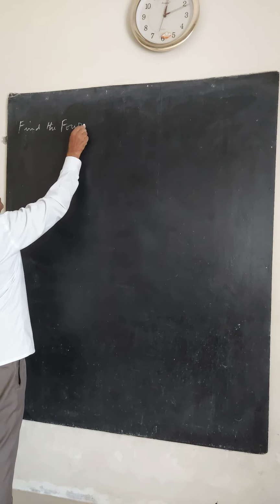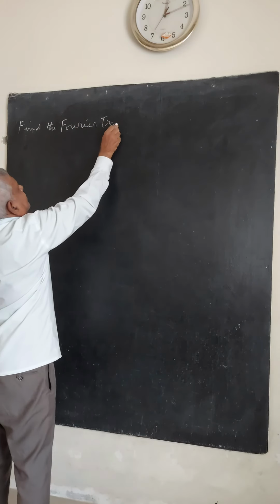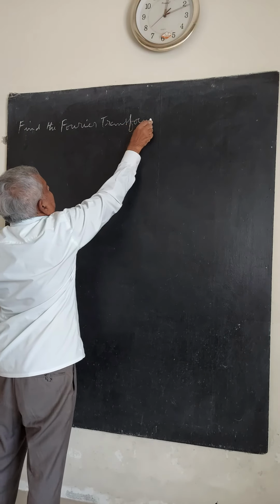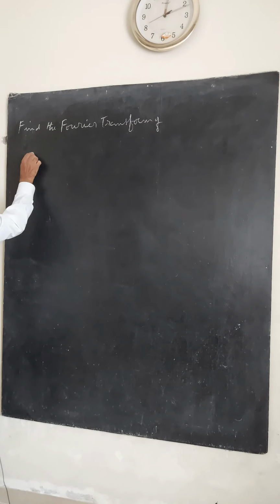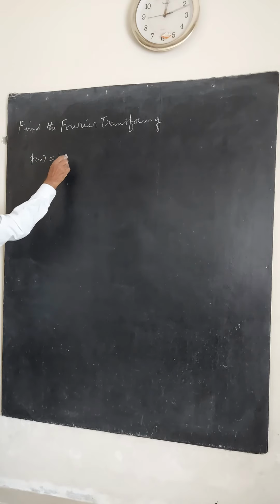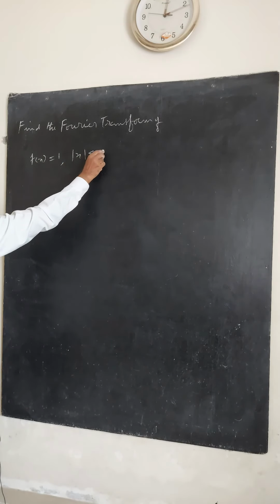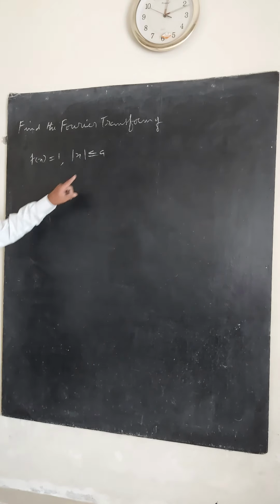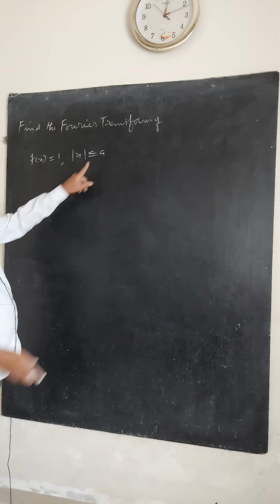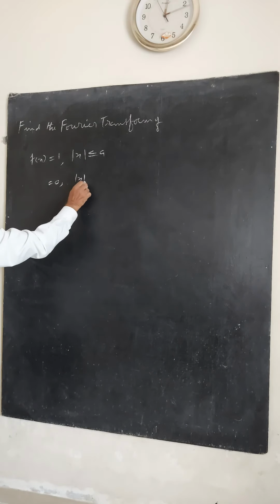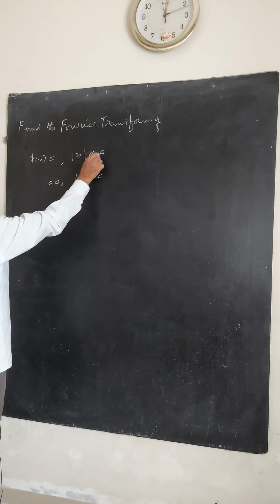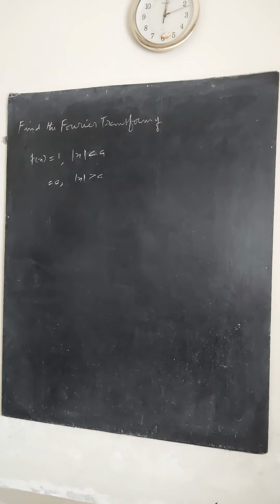Find the Fourier transform of f of x equal to 1 for modulus of x less than or equal to a. In the previous sum we had seen 1; now we are going to give a. Equal to 0 for modulus of x greater than a. If you write only minus less than a, they are also correct. All are the same meaning generally for these sums also. Let us write the same one.